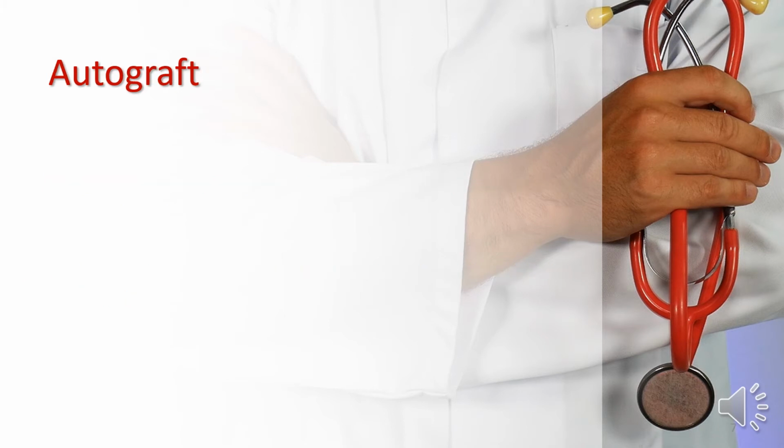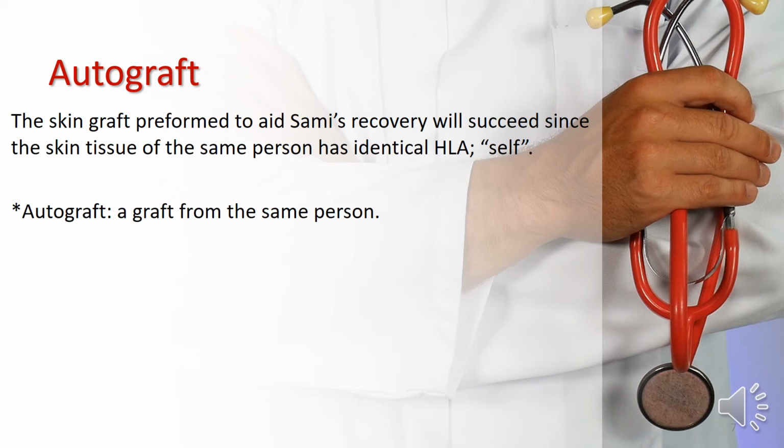This type of graft is called an autograft. So in the case of Sammy, the skin graft performed to aid his recovery will succeed since the skin tissue of the same person has identical HLA molecules, meaning that the body would identify it as self. So an autograft is a graft from the same person. It's when we take tissue or organs and we transfer them from one side to another in the same person.